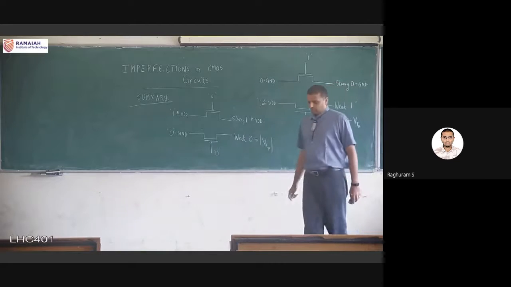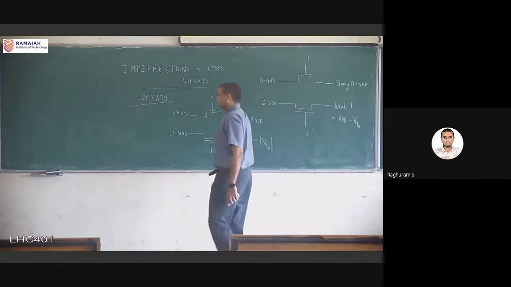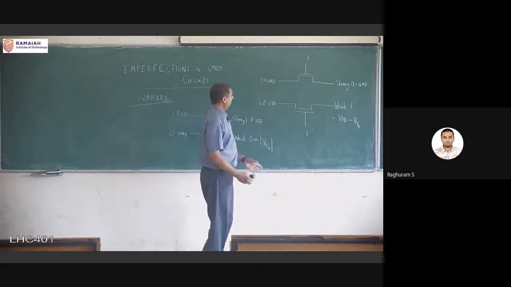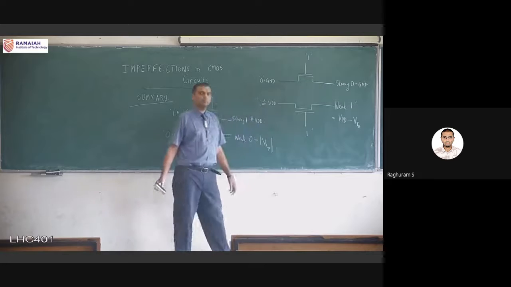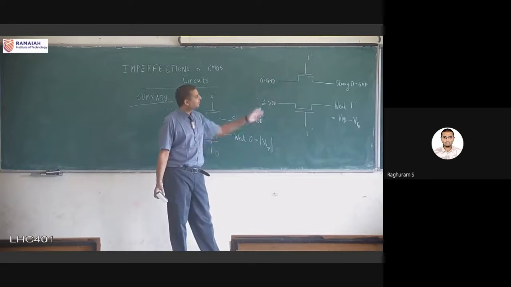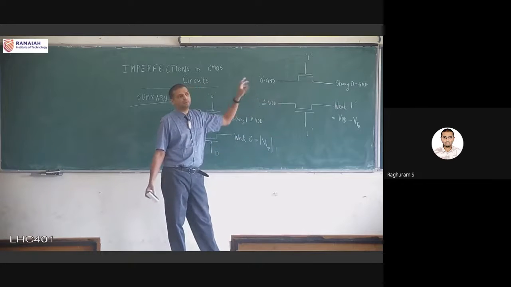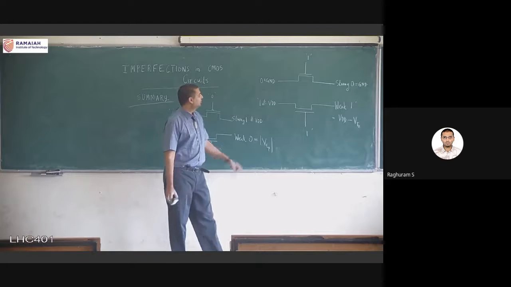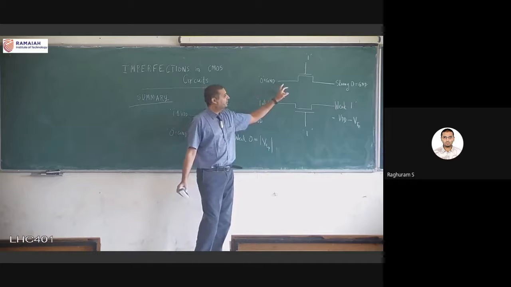Okay, input, I am giving 0, I am getting strong 0. Strong 0 is nothing but 0. Okay, so that is the good case. This is the problematic case.